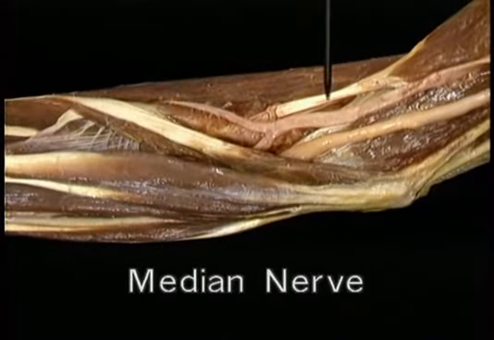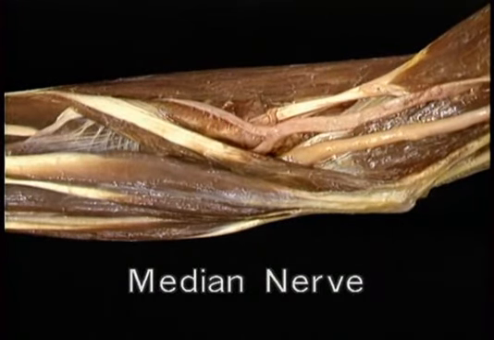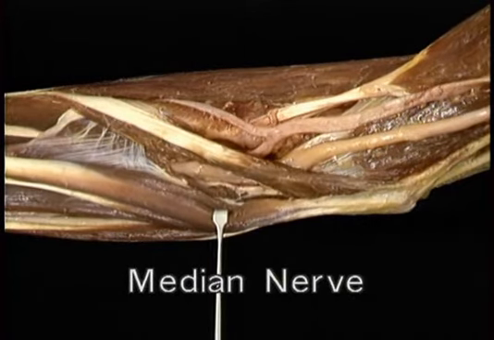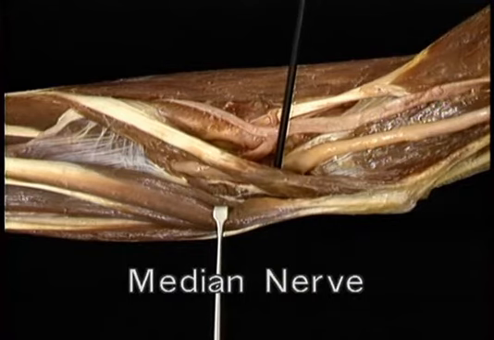Now let's look at the median nerve. Let's go back to the elbow where we saw it in the last section. Here's the median nerve, next to the brachial artery. To see where it's going, we'll retract flexor carpi radialis. The median nerve first dives between the two heads of pronator teres.